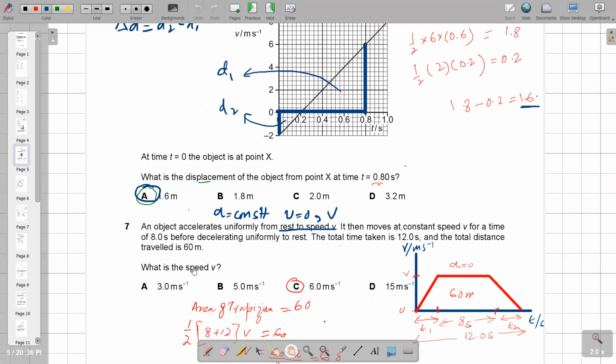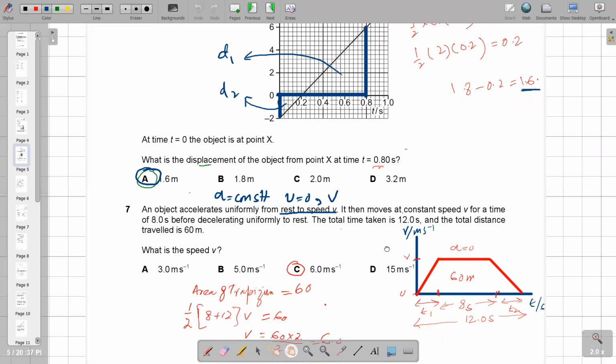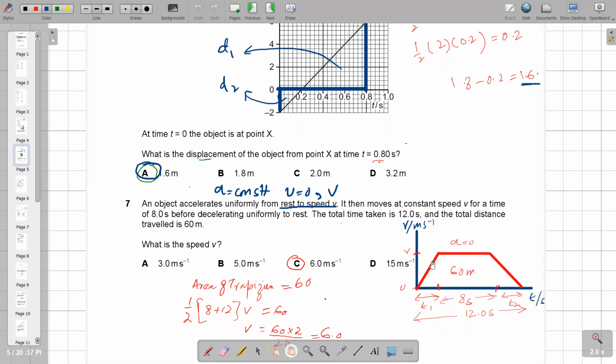So we need to find out what is the speed v. If we just sketch the graph of velocity-time of the whole journey, we will get a trapezium, and the area of the trapezium is 60 meter.